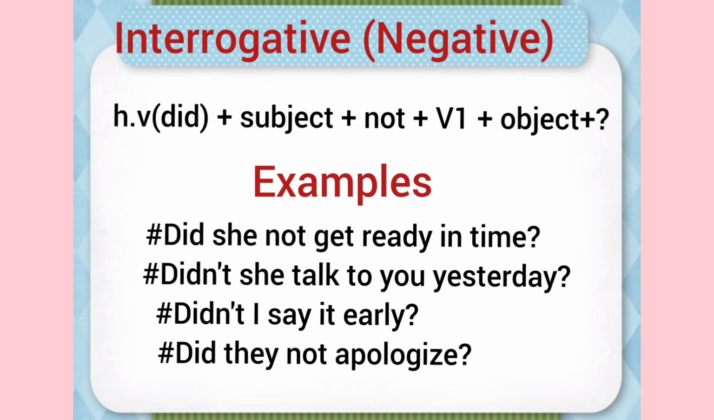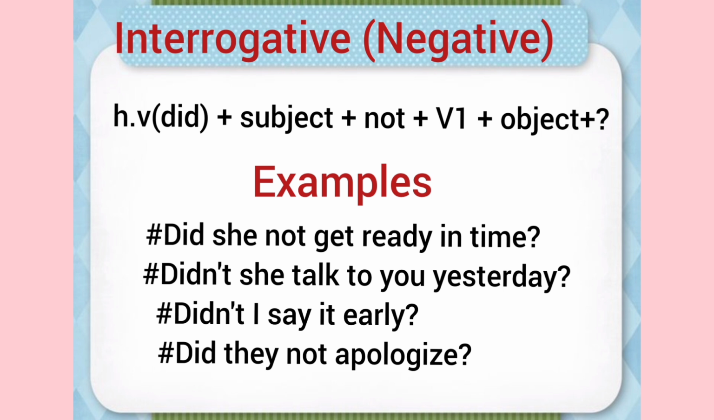Then interrogative negative sentences. Again, we'll start with helping verb did plus subject, either singular or plural, plus not plus first form of verb plus object. For example, did she not get ready in time? क्या वो वक्त से पहले तैयार नहीं हुई? Didn't she talk to you yesterday? क्या उसने आपसे कल बात नहीं की? Didn't I say it early? Did they not apologize? Now I have used the contraction didn't in some of the examples for your understanding.